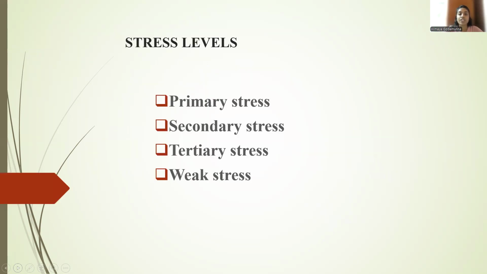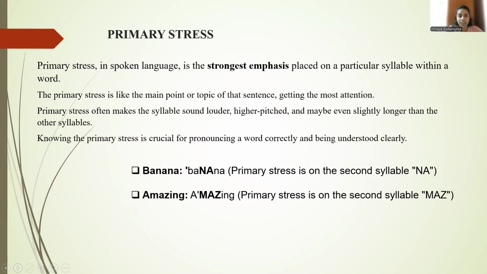Now, let's see stress levels. There are four stress levels: primary stress, secondary stress, tertiary stress, and weak stress. Now, we look at those one by one. First one, primary stress. Primary stress in spoken language is the strongest emphasis placed on a particular syllable within a word. Primary stress is like the main point or topic of a sentence getting the most attention. Primary stress often makes the syllable sound louder, higher pitched, and maybe even slightly longer than the other syllables.